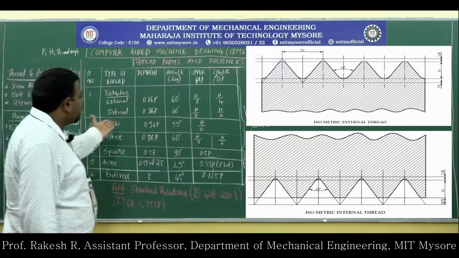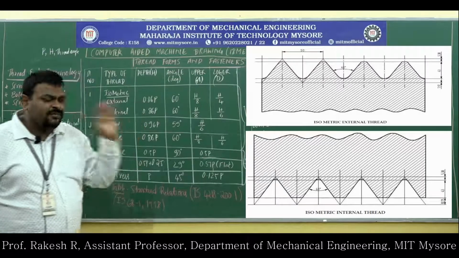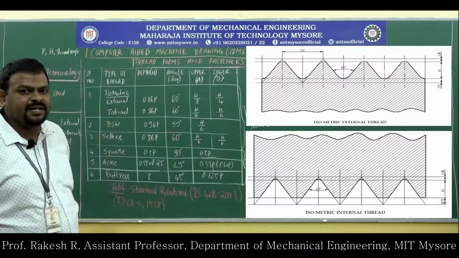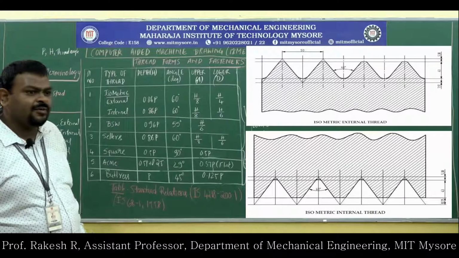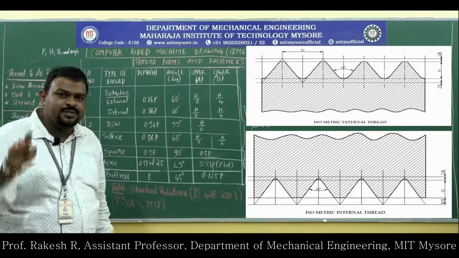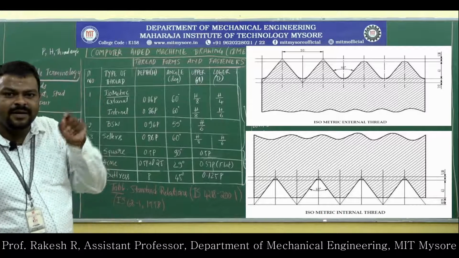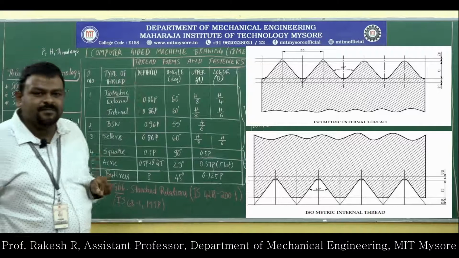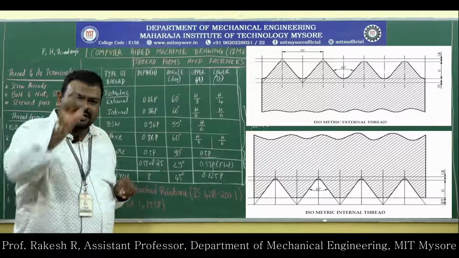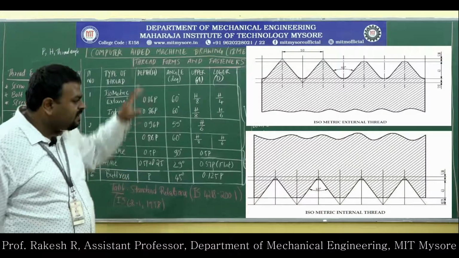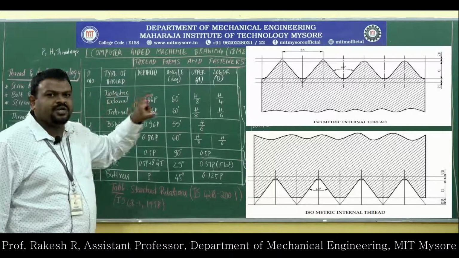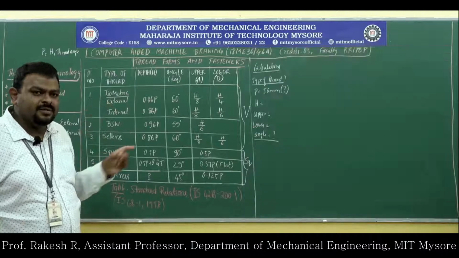Then the BSW thread. See the profile of the BSW thread; the only change is the angle, 55 degrees. While drawing the thread, you have to be careful. First you draw the sharp portions, then after calculating addendum and dedendum, you darken that. The same thing is written there. So it is a slight curve at the beginning and a slight curve at the top. That distance is actually the nominal diameter of the cylinder.